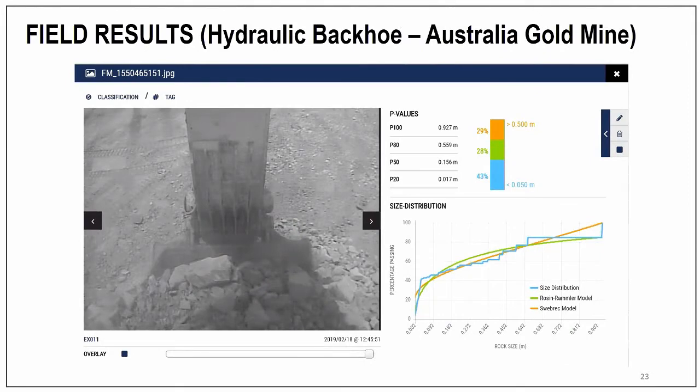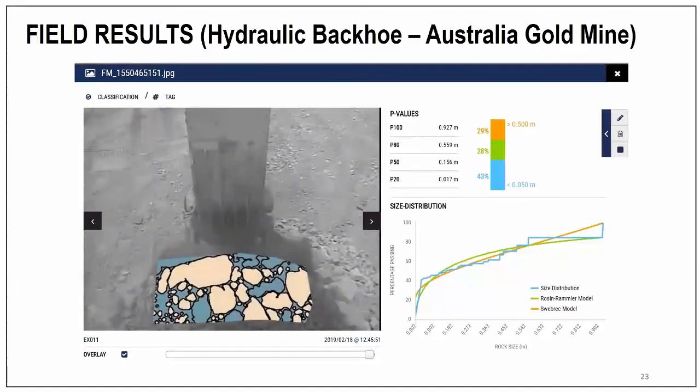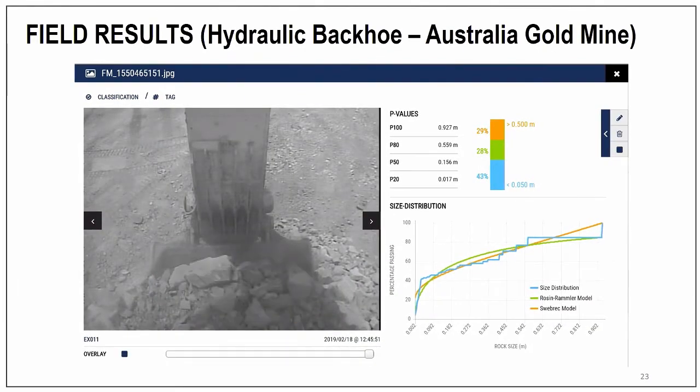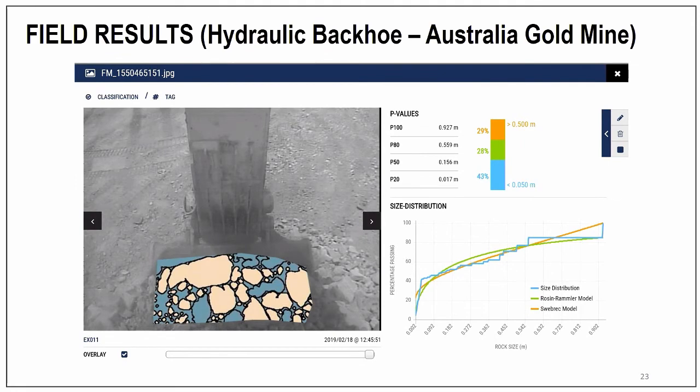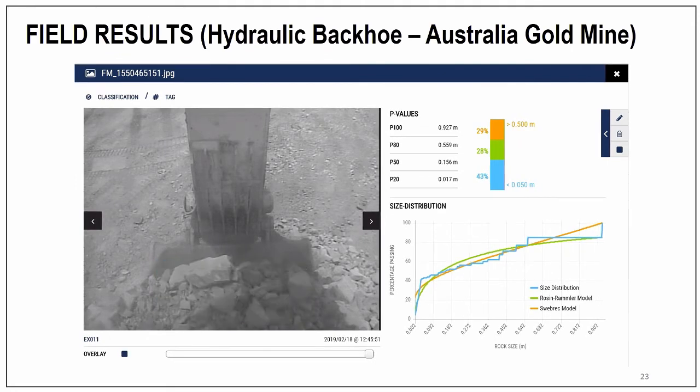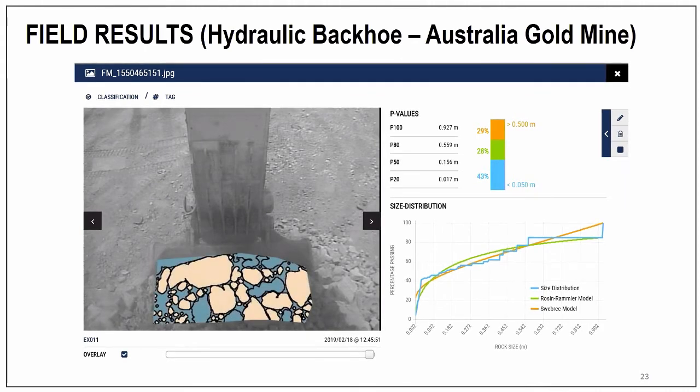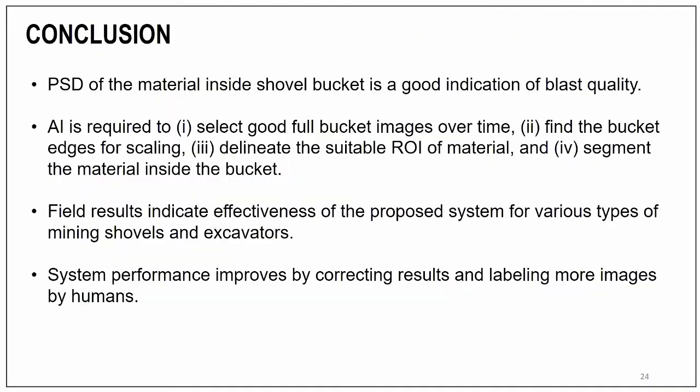And the final field result, this is from an excavator in an Australian gold mine. For example, here it's kind of hard to see the two rocks. AI decided to combine them, which in reality, I believe they are separate. But you can see you have both big rocks, boulders, some within range, and lots of fines in this image. So it's doing the job.